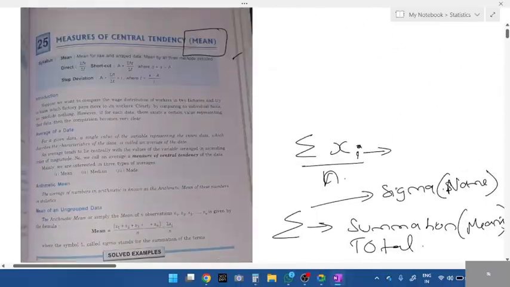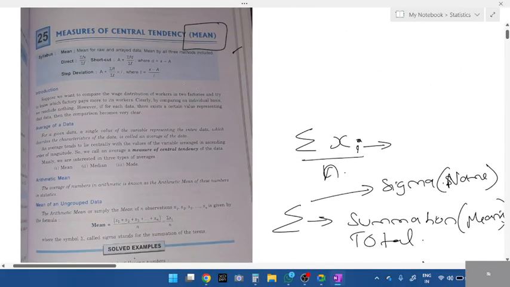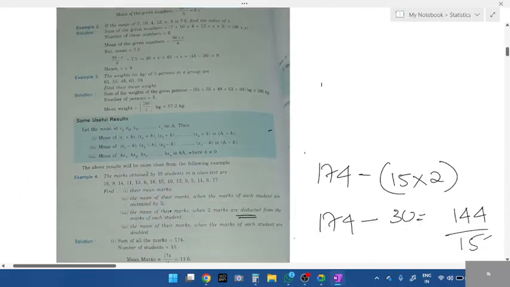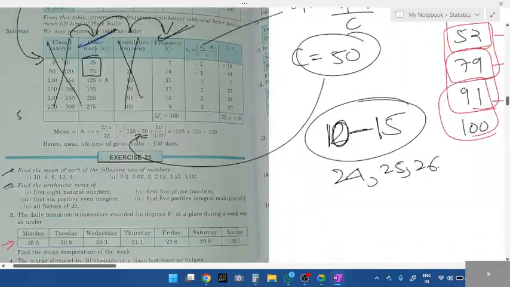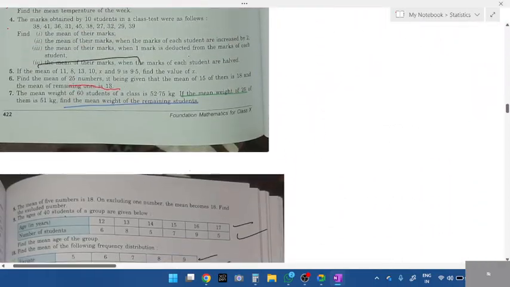Okay, what does this chapter have? Just mean. 25 is all about mean, students. Mean, direct method, step deviation, shortcut method. See, these are the formulas. I mean, the board exam syllabus. I've explained everything. Right? So along with that, another 2 minutes and we will end the class.